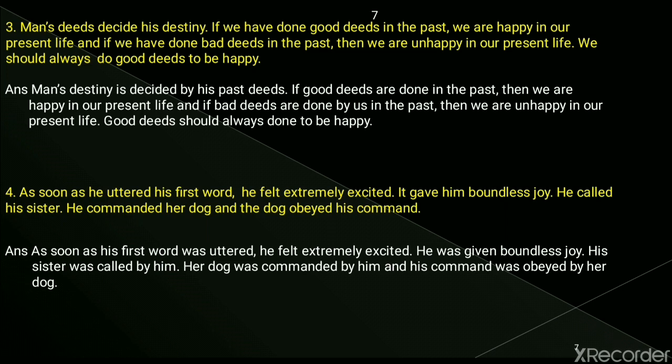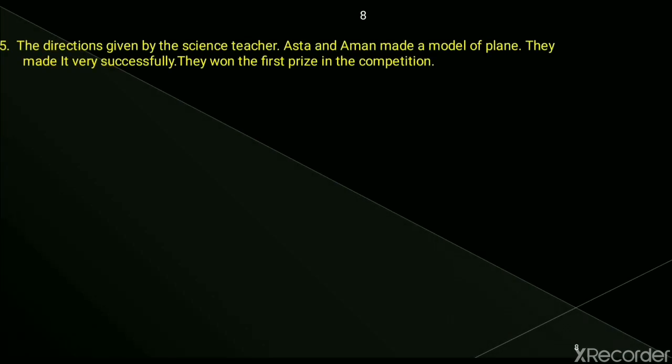He was given boundless joy. His sister was called by him. Her dog was commanded by him, and his command was obeyed by her dog. Now, let's go to the fifth paragraph. With the directions given by the science teacher, Esta and Aman made a model of a plane.